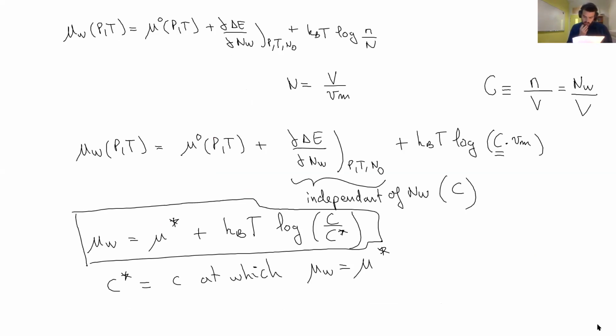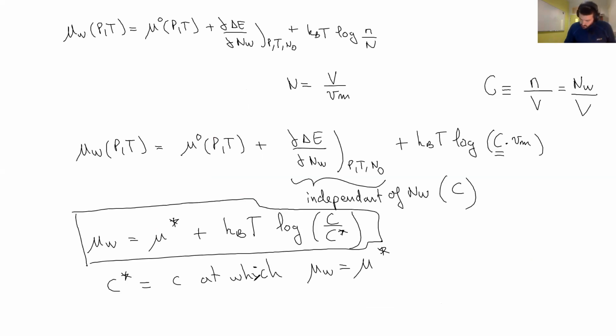So we are at question number 3, and we would like to deduce the concentration field now from that. So we will assume that outside the droplet, you have this chemical potential.